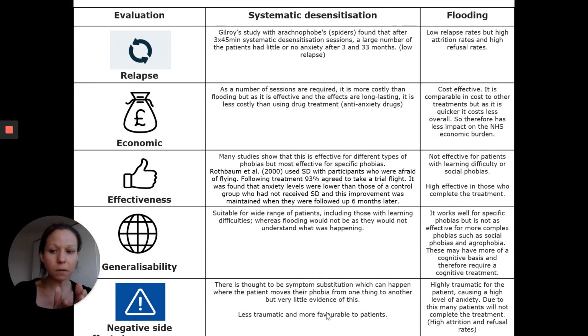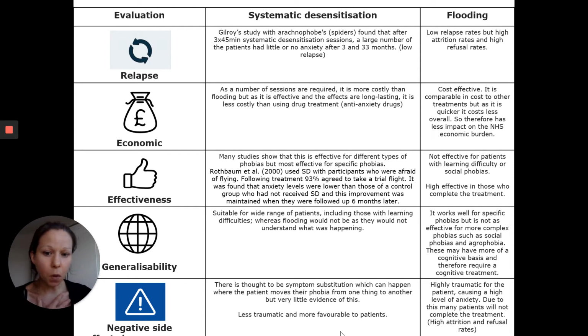So you can see them side by side, so it allows you to make a bit of a comparison. We've got our systematic desensitization and our flooding. Under each of those categories, each of those evaluation areas, we're saying, well, how good are they? Okay. And obviously you can print that out and you can read through that in your own time. I'm not going to read it to you while it's there on the screen, but I think there's a couple of things I would draw your attention to.